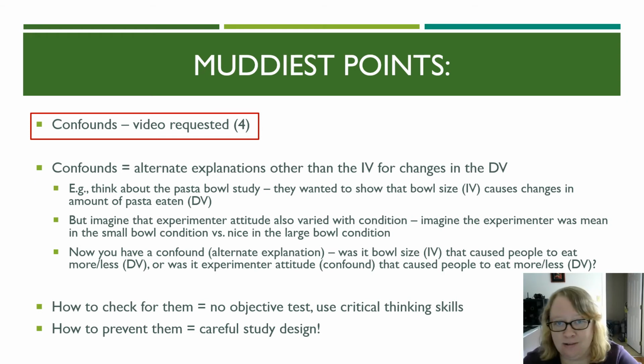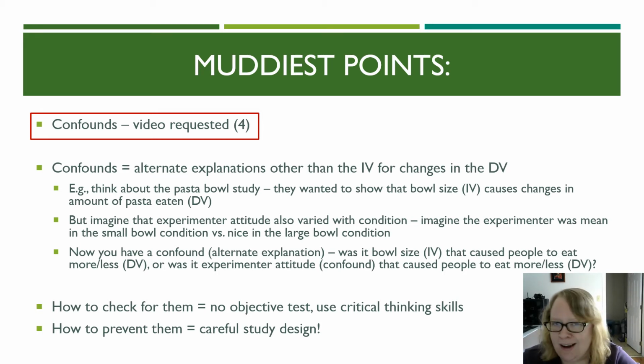Maybe if people are nice to us, we want to eat more pasta. You know, it's plausible, right? That's creating an alternate explanation. So it's not bowl size that matters. It's experimenter attitude that causes people to eat more or less. So you can see that confounds are things that can kind of wipe away the IV.